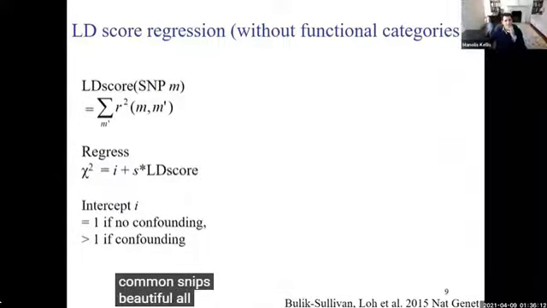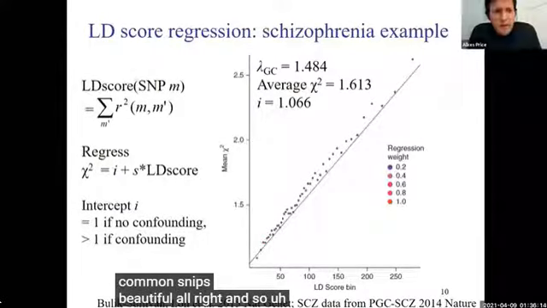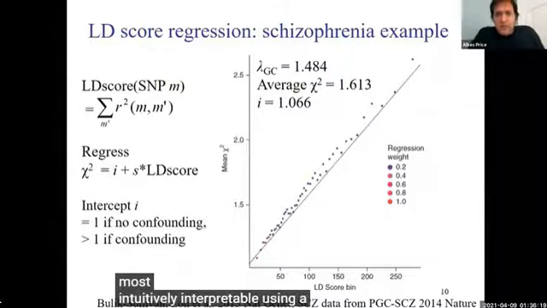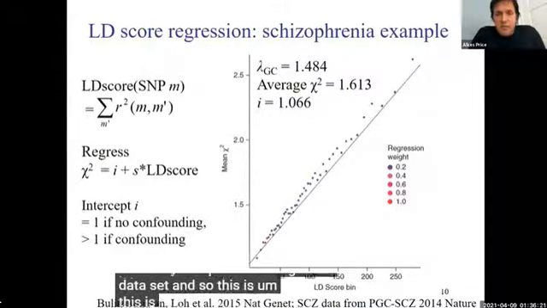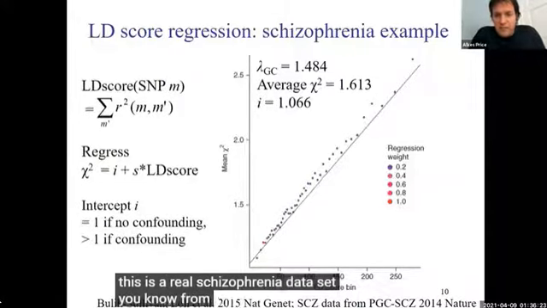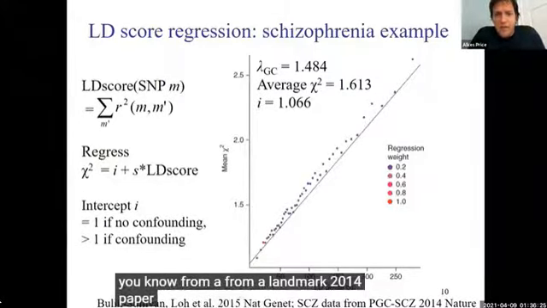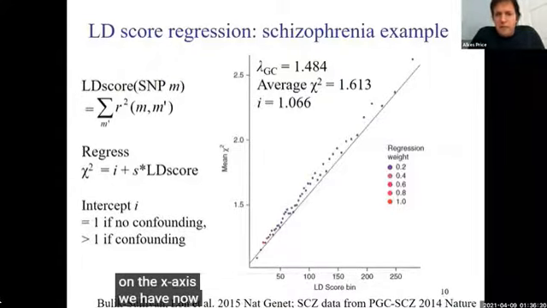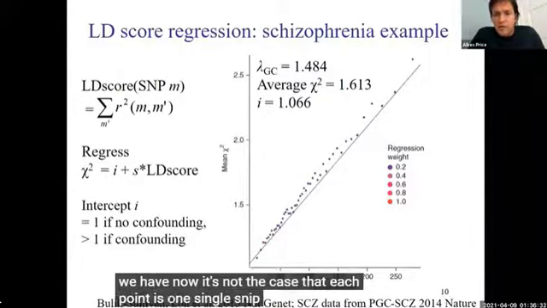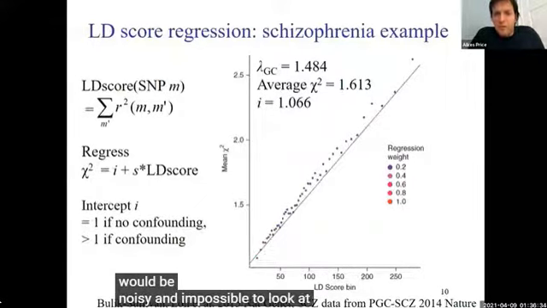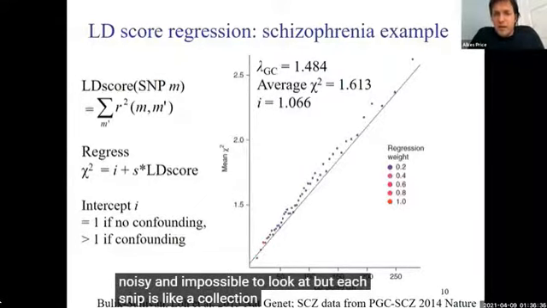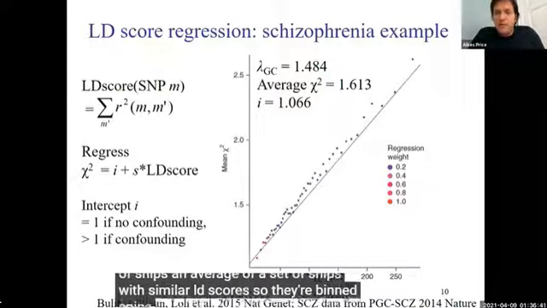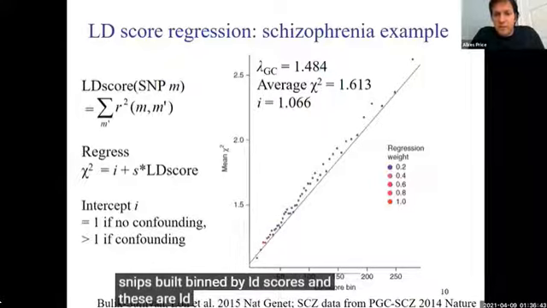Beautiful. All right. And all of this stuff might be most intuitively interpretable using a real data set. So this is a real schizophrenia data set from a landmark 2014 paper. On the x-axis, it's not the case that each point is one single SNP, because then it would be noisy and impossible to look at. Each point is an average of a set of SNPs with similar LD scores. So they're SNPs binned by LD scores, and these are LD score bins.